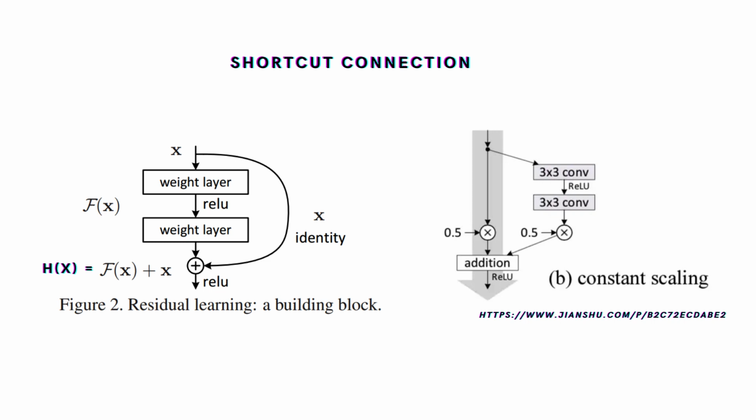Denoting the desired underlying mapping as H(x), they let the stacked nonlinear layers fit another mapping of F(x) equals H(x) minus x. The original mapping is then recast into F(x) plus x. In other words, a shortcut connection is introduced between the input and output of every 2 or 3 layers. If the output dimensions of this step are larger than the input dimensions, projection shortcuts are used, and if they are the same, the shortcuts are identities. This is a good solution because there is no additional relevant operation for training the neural network.